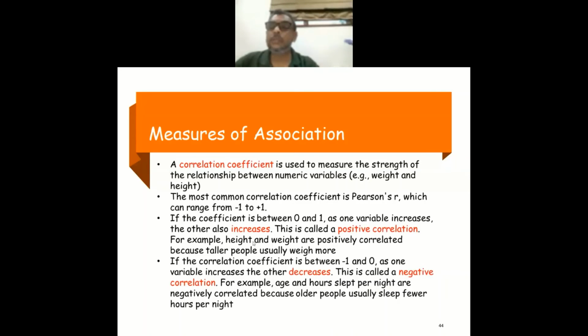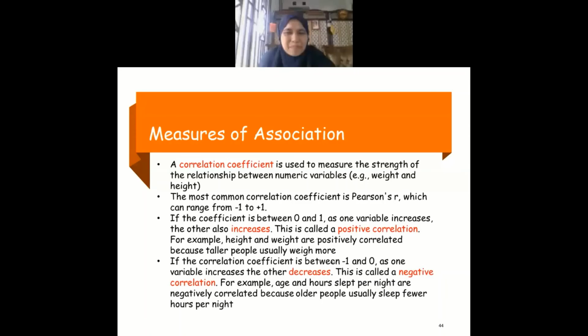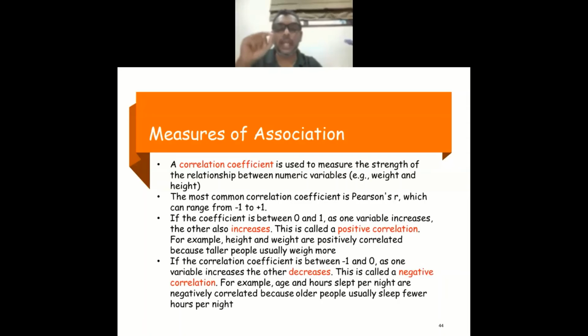For example, height and weight are positively correlated sebab taller people usually weigh more. Okay? Ini dalam journal lah. Okay? Dia kata, taller people, height and weight are positively correlated. Ada kesamaan di situ kerana taller people, orang yang lagi tinggi, okay, weigh more, lagi berat.